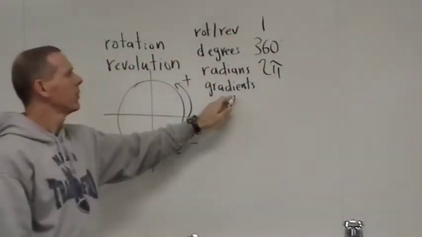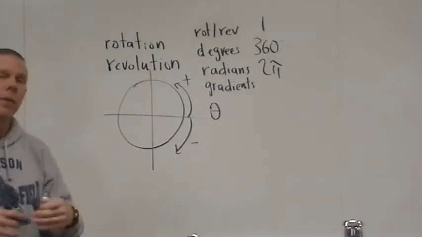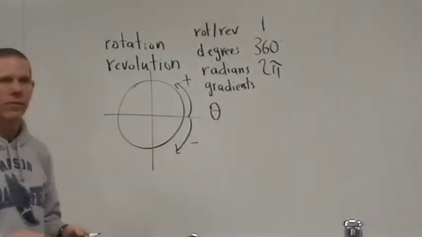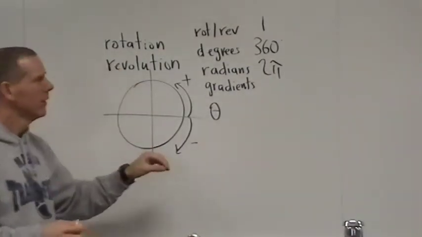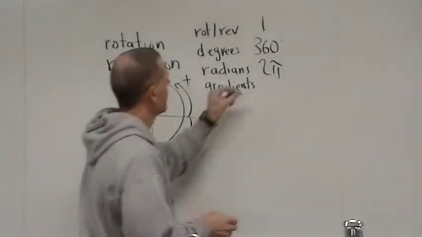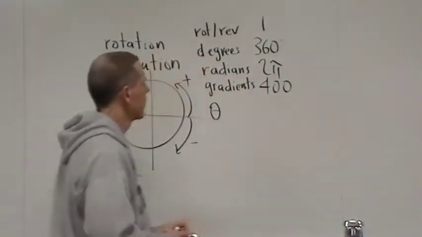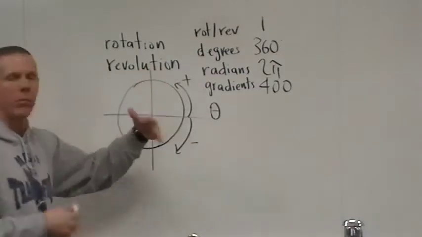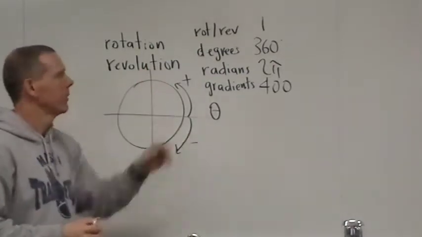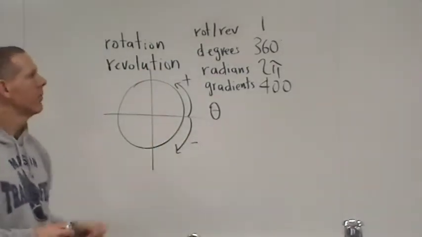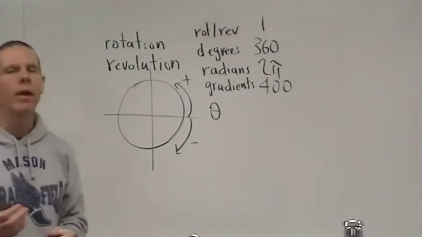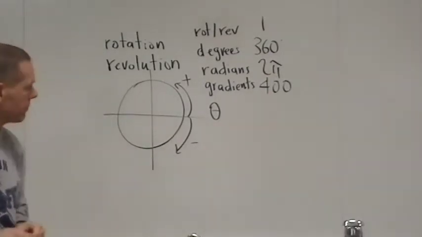And there's actually another system out there, which makes more sense to me than any other system, called gradients, where a full circle is 400. That number is much easier than any other number, because a quarter of a circle is simply 100, a half a circle is simply 200. Unfortunately, probably engineers are the only ones that use that, but I wanted you to have seen it once.